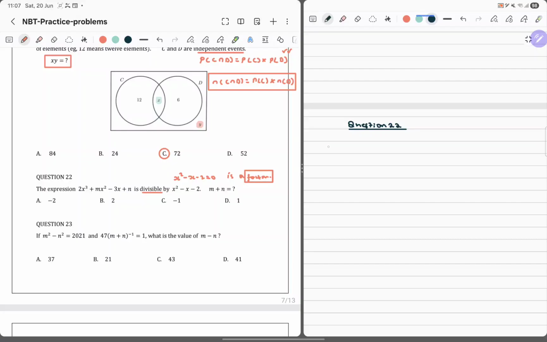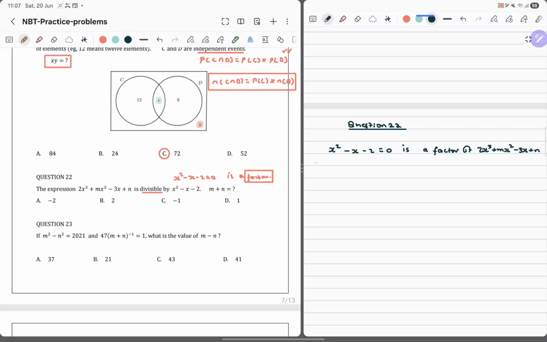So obviously what we're going to do there, we know that x squared minus x minus 2 equal to 0 must be a factor of 2x cubed plus mx squared minus 3x plus n. Okay.